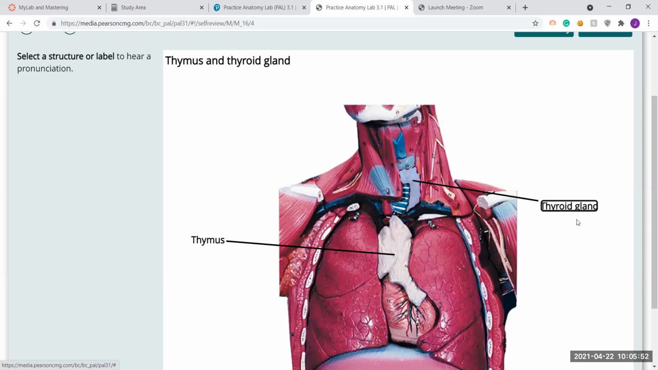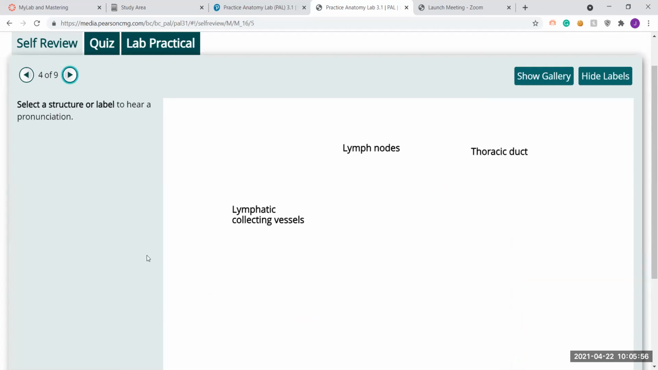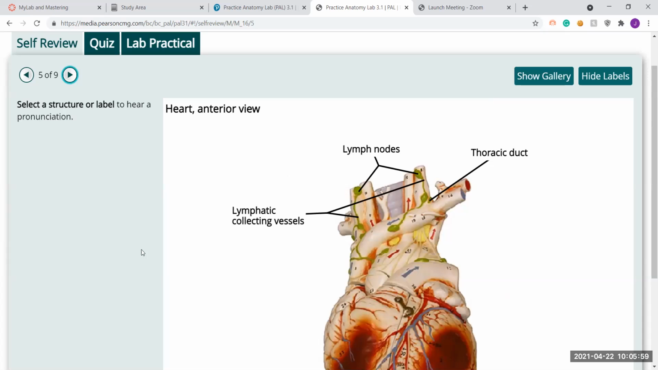This is the thyroid gland. This is not part of your lymphatic system. Some of the lymph nodes in the heart area, you can see the thoracic duct and then lymph nodes around the heart, lymphatic collecting vessels. So you will find these lymphatic vessels all over the body because they are taking the tissue fluid, except in your brain and skin. You don't have lymphatic vessels in the brain and skin.